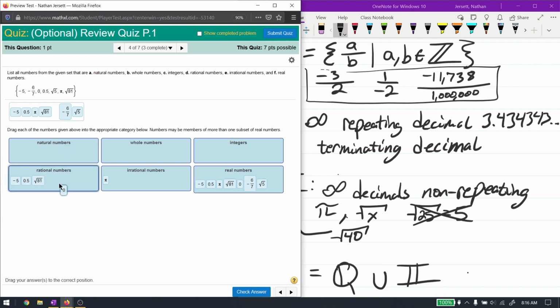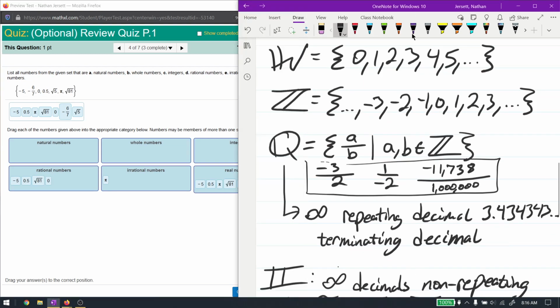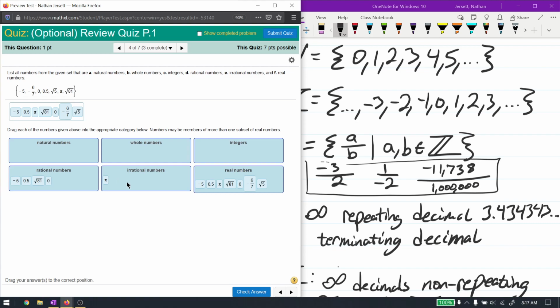0 is a rational number. It's actually an integer, 0 over 1, 0 divided by 1. These are both integers over integers. Therefore, it's a rational number, and that gives you 0. So it's a rational number.